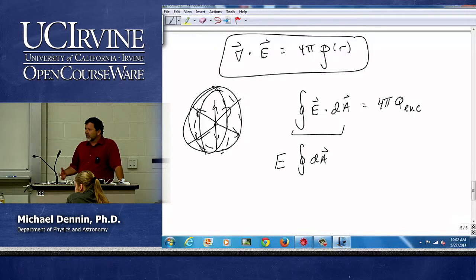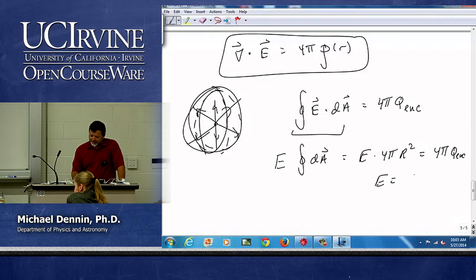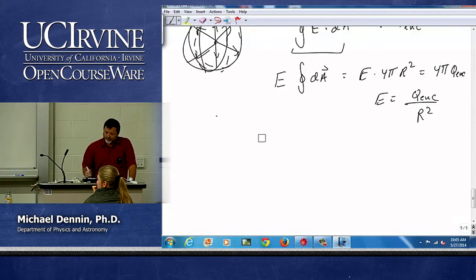And the integral of the surface is just its surface area, right? So this is E times 4 pi r squared, and we set that equal to 4 pi the charge inside, and we get that E is Q over r squared in some appropriate units. This was how we derived the electric field.